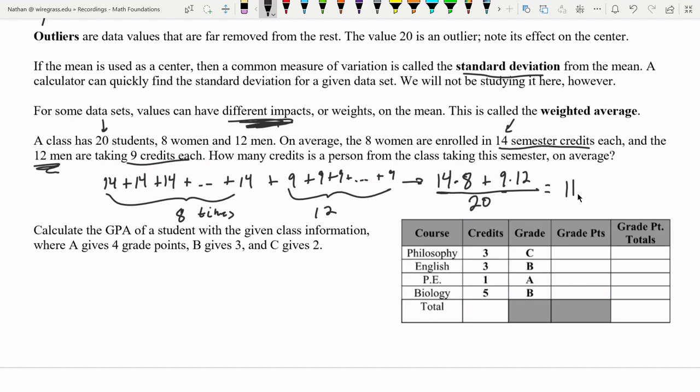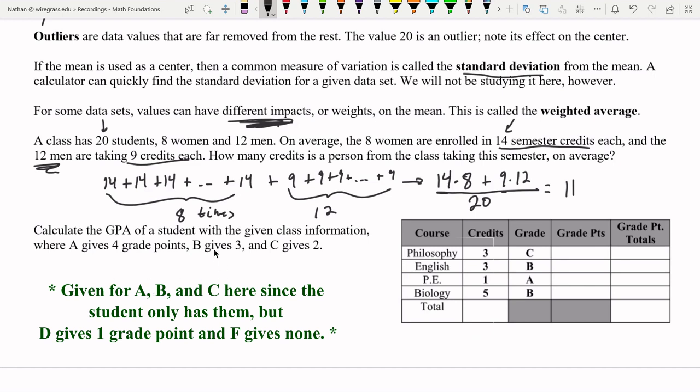Another great application for the weighted mean is a GPA. That's how GPA is calculated. Different classes have different weights of the class material, more time spent in class. That's the idea for the weights. And the grade points are really only given for A, B, and C. A gives you a 4.0 grade point, or a 4 grade point. B gives a 3 for a grade point, and C gives 2 grade points.